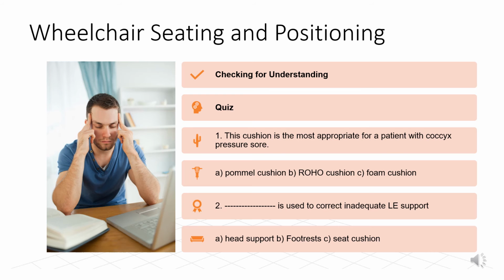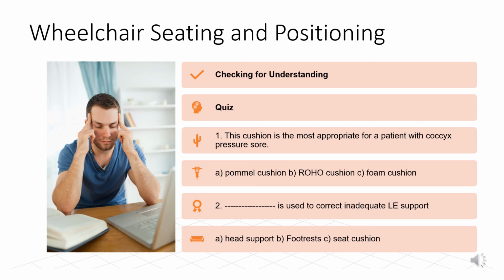Now, let's test our knowledge. I have a two-question quiz. It's multiple choice. Quiz number 1. Which cushion is the most appropriate for a patient with a coccyx pressure sore? A. Palmar cushion. B. Roho cushion. C. Foam cushion. And I guess if you agree with me, it is the Roho cushion.